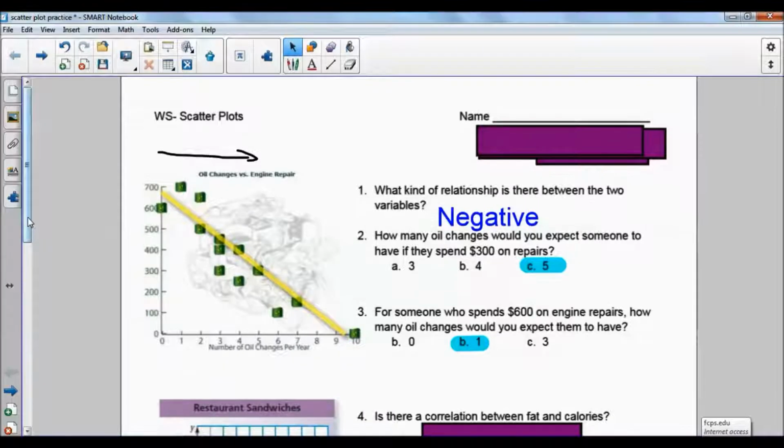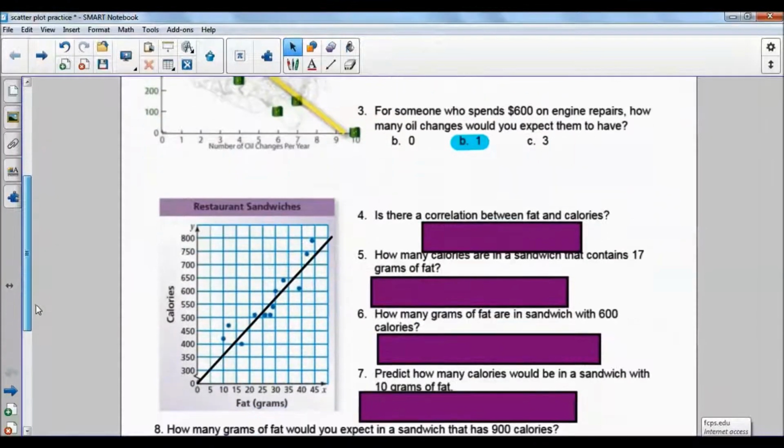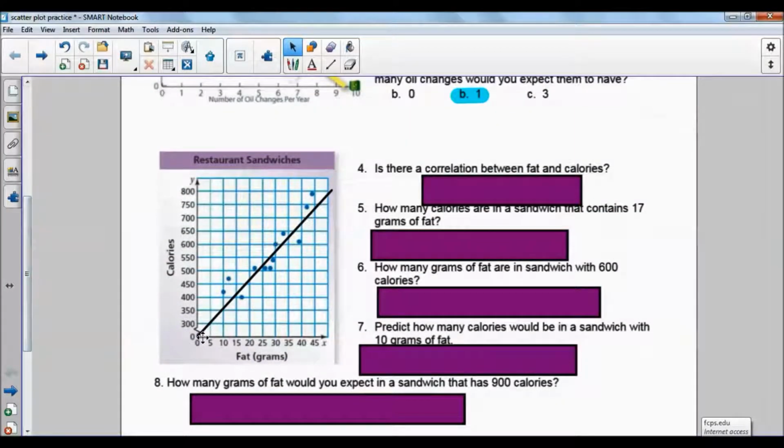For our next example, we have restaurant sandwiches, and they're going to tell us the comparison between the calories in the sandwich and the fat that's in the sandwich. First, looking at our scatter plot, I drew in my line of best fit just to help me answer my questions. Remember, when you're drawing these lines of best fit, you want to make sure that you're getting into the middle of the group of points. There can be some above and some below, but you want to draw the line through the general trend of our points.